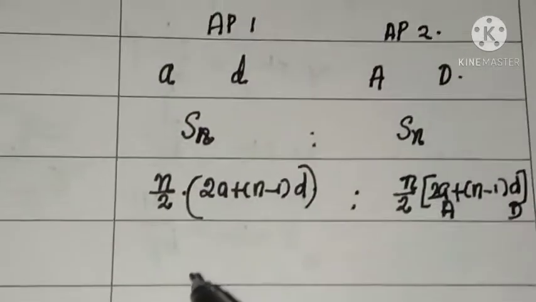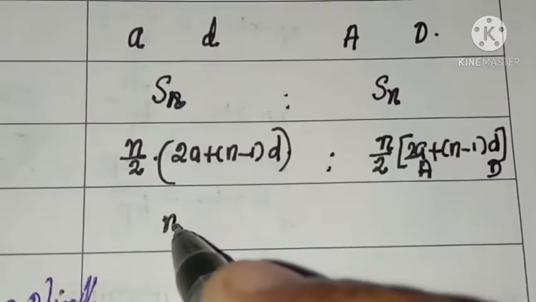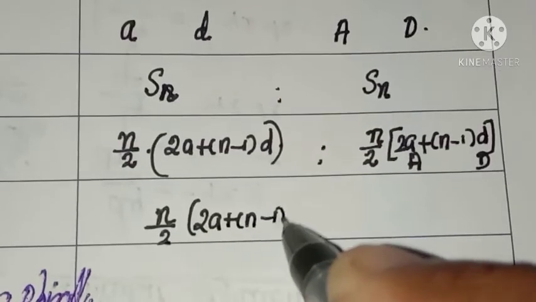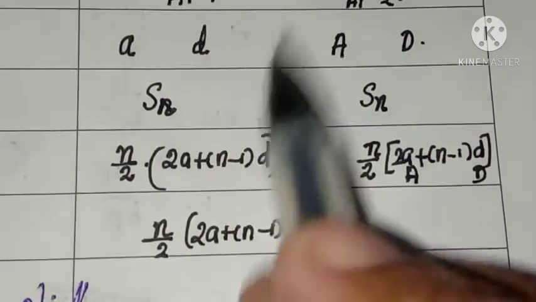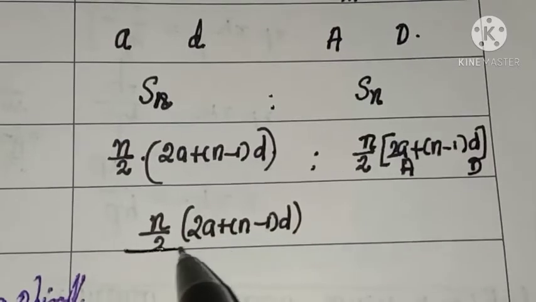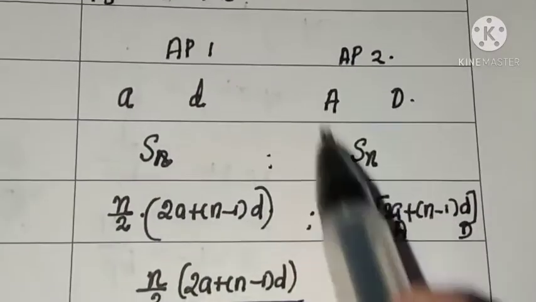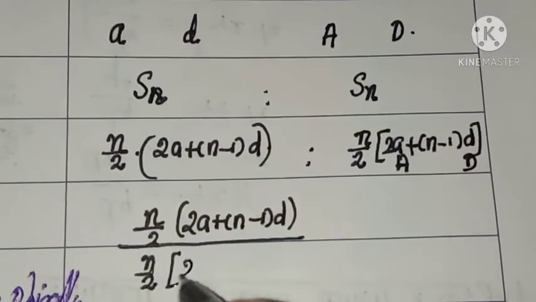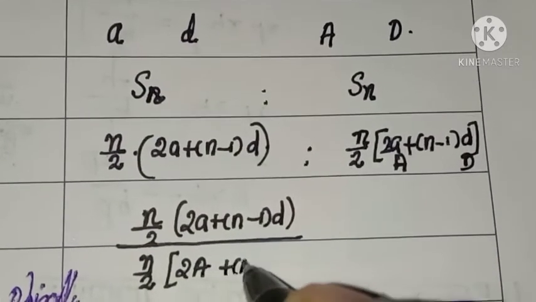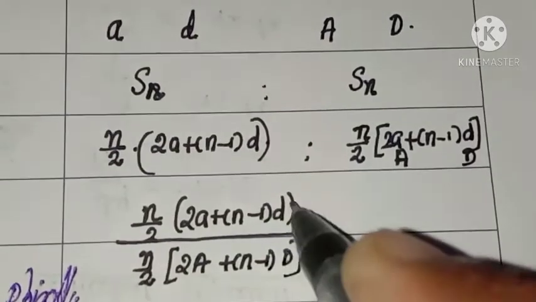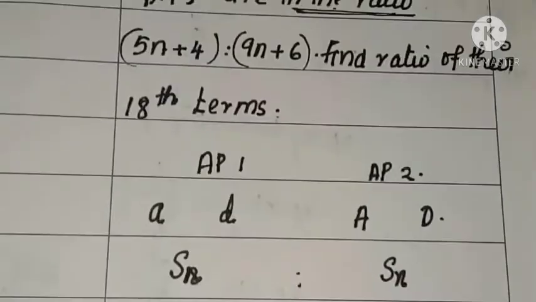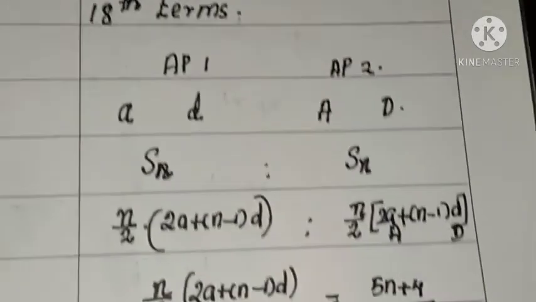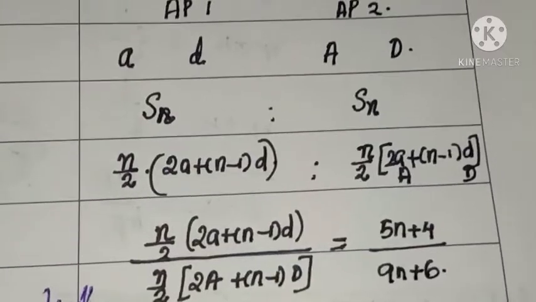So listen, we can write this ratio as n by 2 into 2a plus n minus 1 into d, this is the sum to n terms of the first AP, divided by the sum to n terms of the second AP, which is n by 2 into 2A plus n minus 1 into D. This is in ratio form. This is given as 5n plus 4 divided by 9n plus 6.